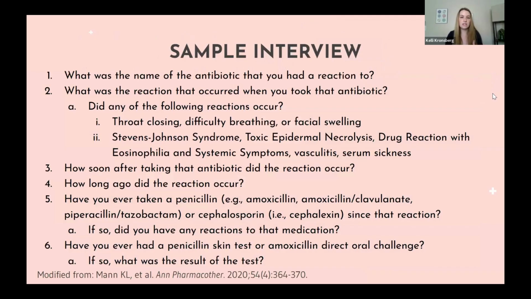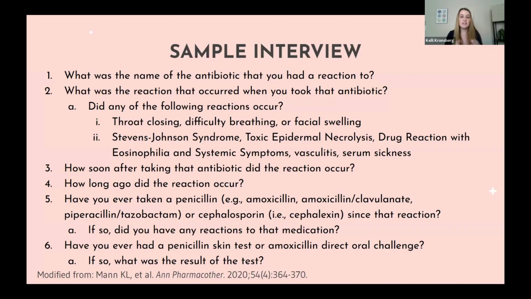I also wanted to include a sample interview that I modified from one of the studies that performed in-depth beta-lactam allergy interviews. And so they discussed what specifically was the name of the antibiotic that you had a reaction to. What was that reaction when you took the antibiotic? They also asked specific red flag reaction questions and specified, did the patient experience throat closing, difficulty breathing, or facial swelling?